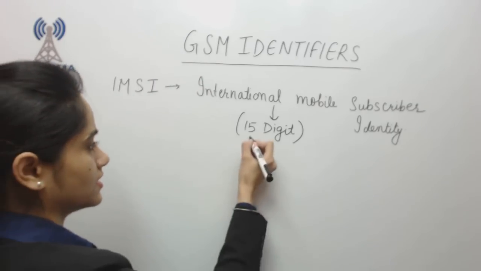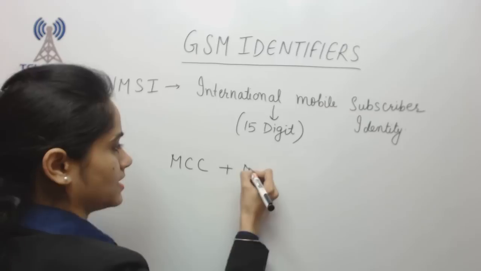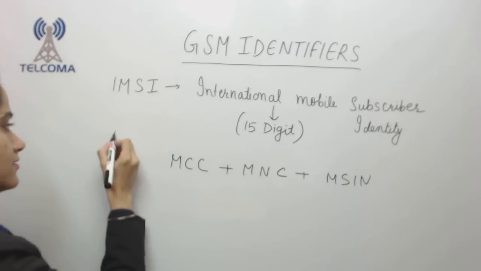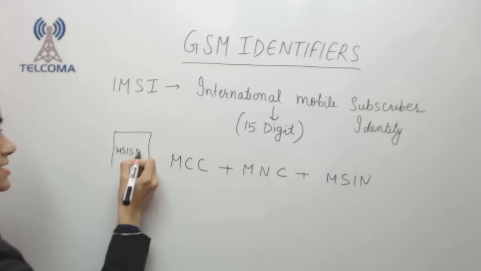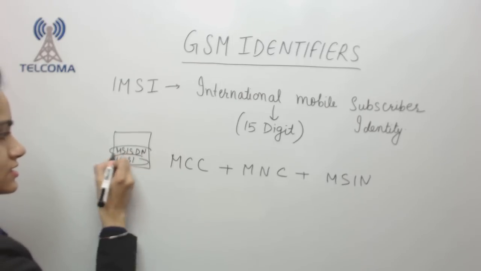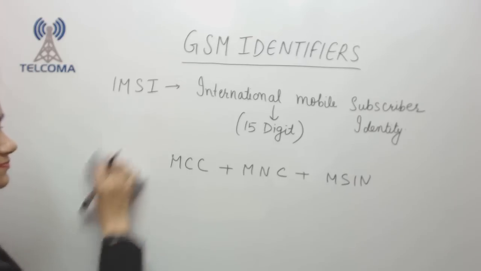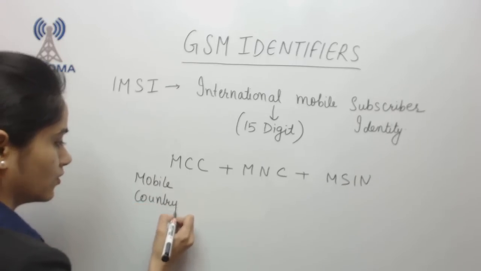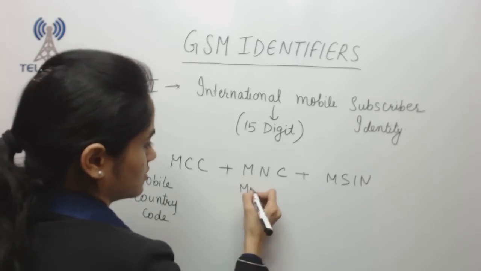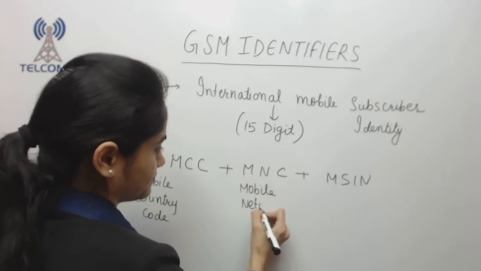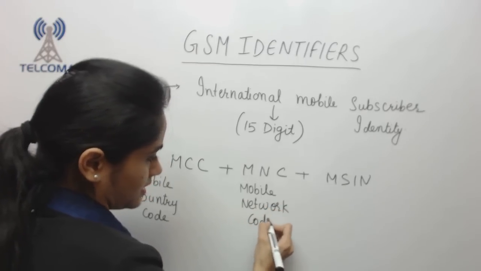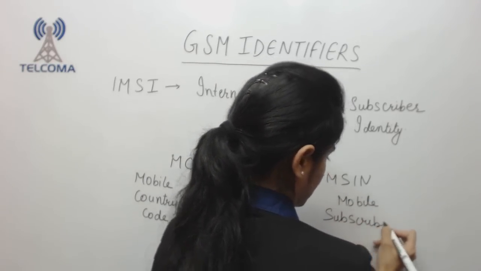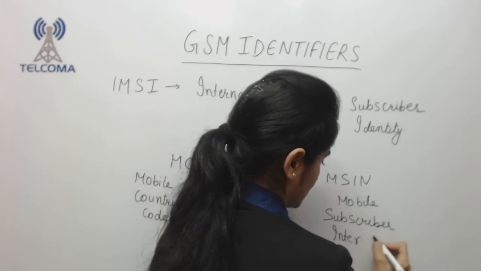Now what do these 15 digits contain? It contains MCC plus MNC plus MSIN. Now on a SIM card pamphlet we have both numbers written, the MSISDN and the IMSI. So both numbers are there on a SIM card. MCC stands for Mobile Country Code, MNC for Mobile Network Code, MSIN for Mobile Subscriber Identification Number.